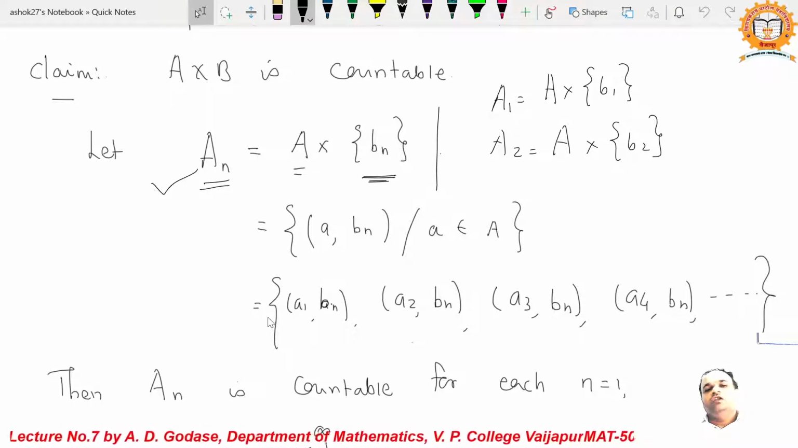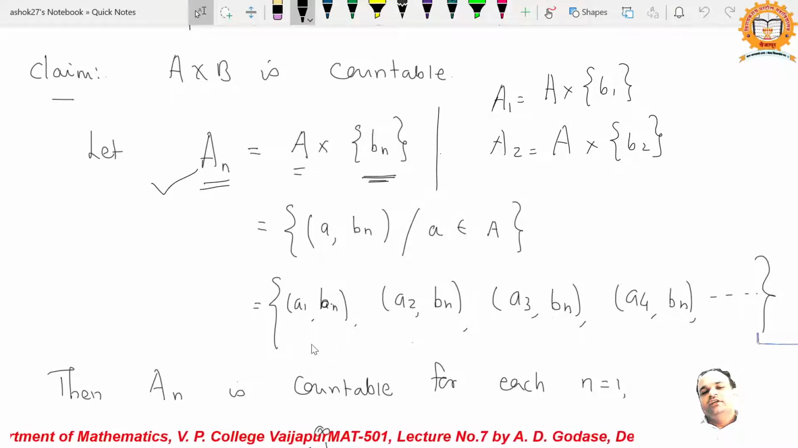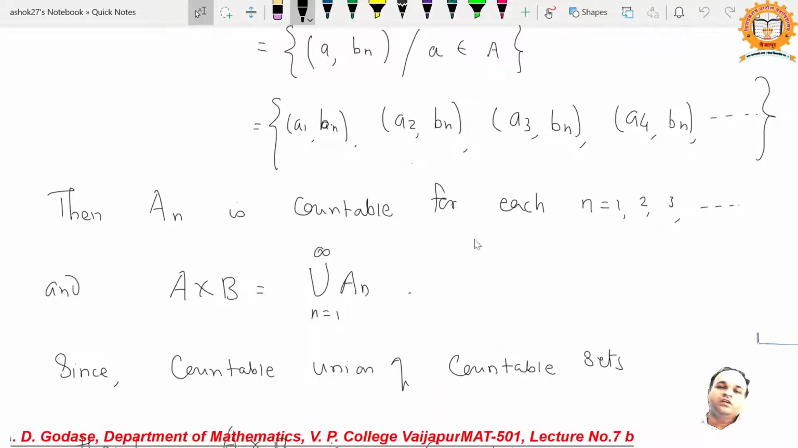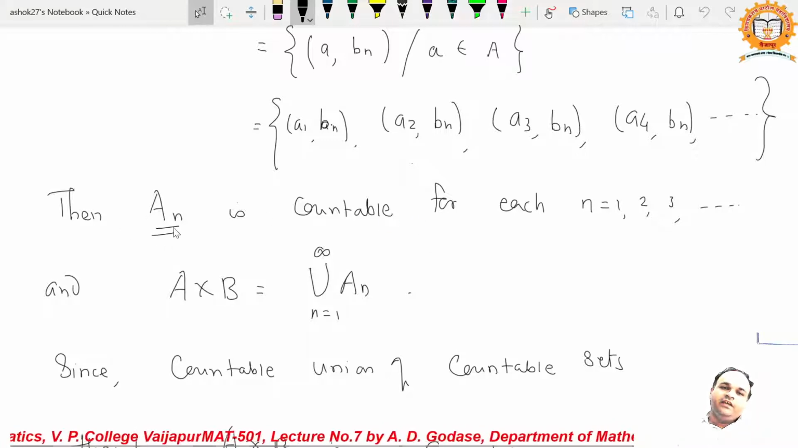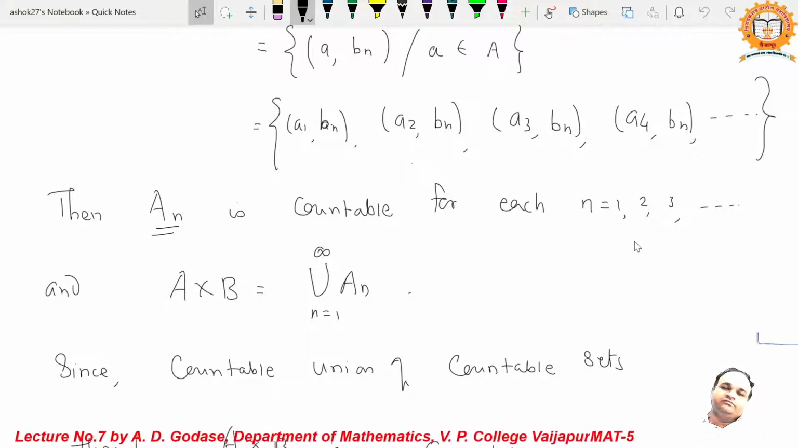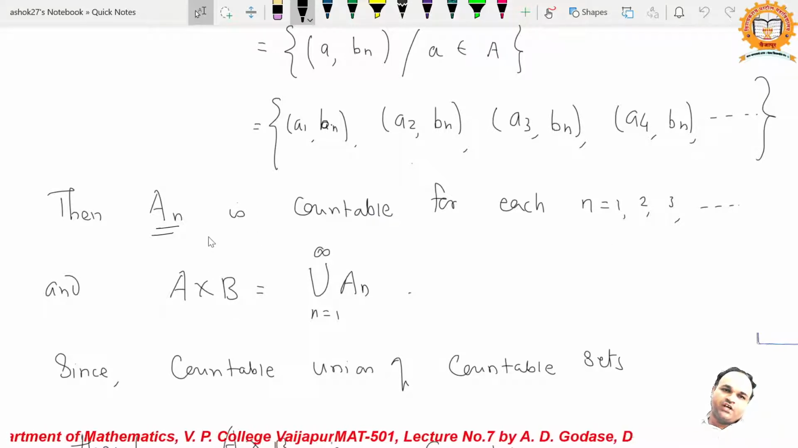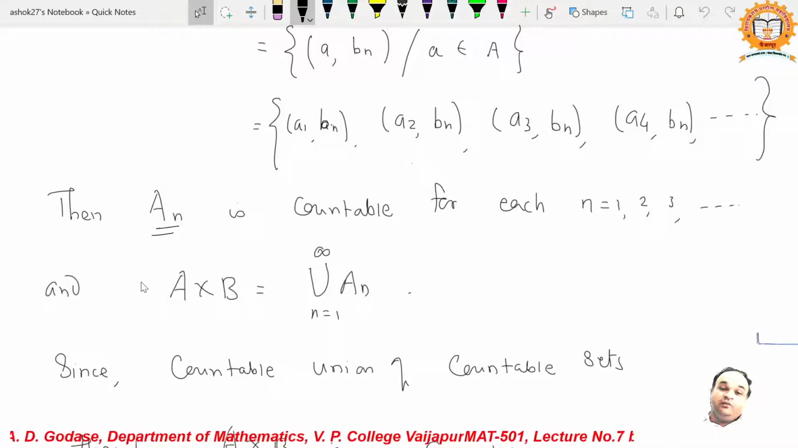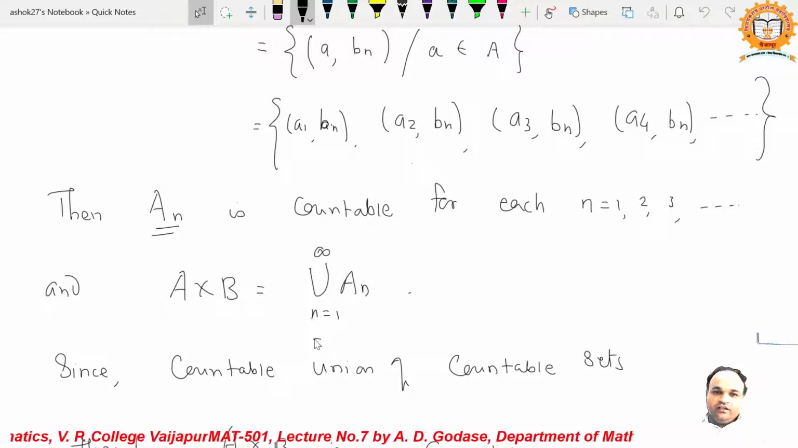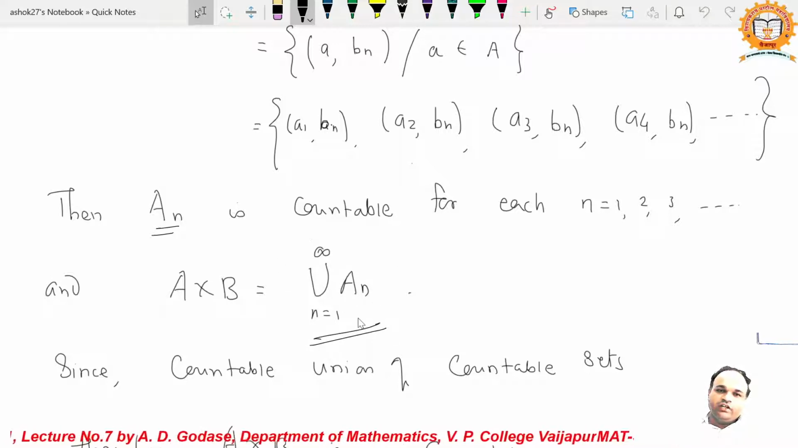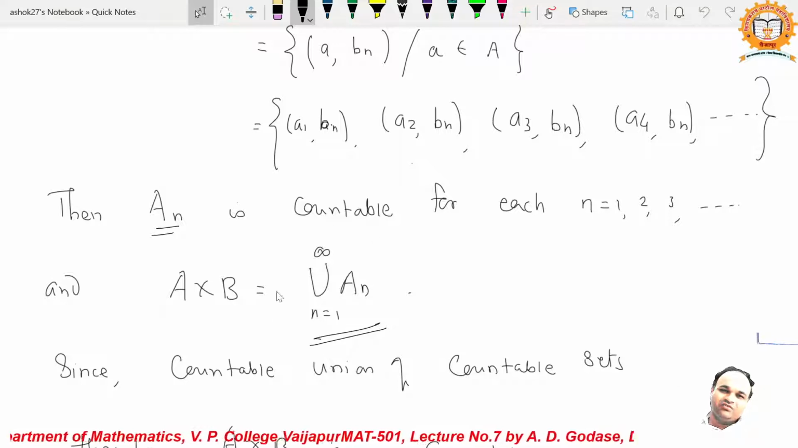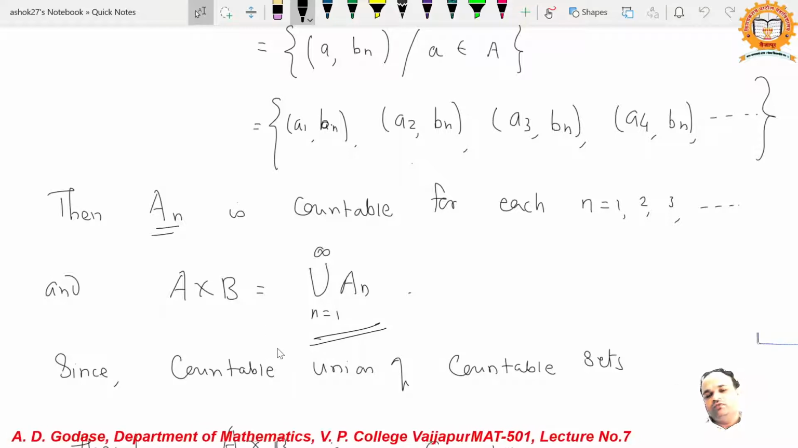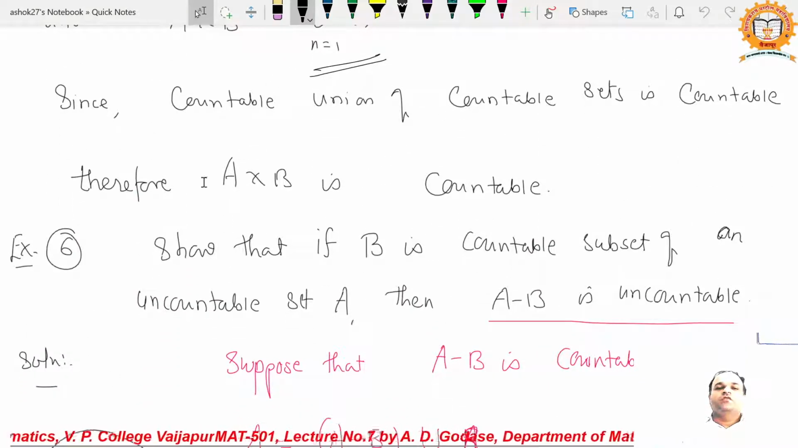If we list all elements of A_n, we get a counting scheme for A_n, and it is true for each n from 1 to infinity. So it means that A_n is a countable set for each n: A_1 is countable, A_2 is countable, A_3 is countable, A_n is countable, A_{n+1} is countable, and so on. It means that each set in this union is countable, and this is a countable union of countable sets. So naturally this union will be countable using the previous theorem, and A cross B is equal to this union, and therefore A cross B will be a countable set. So that is the solution of problem number 5.